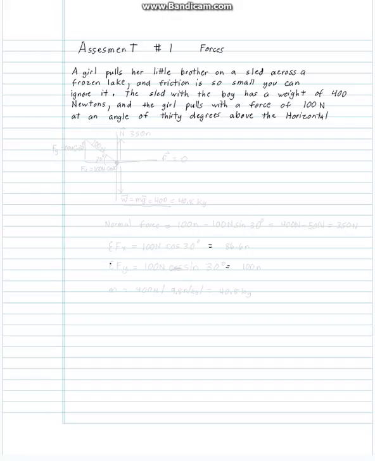The problem states a girl pulls her little brother on a sled across a frozen lake and friction is so small you can ignore it. The sled with the boy has a weight of 400 newtons and the girl pulls with a force of 100 newtons at an angle of 30 degrees above the horizontal. So let's first draw this as a free body diagram to start working the problem.